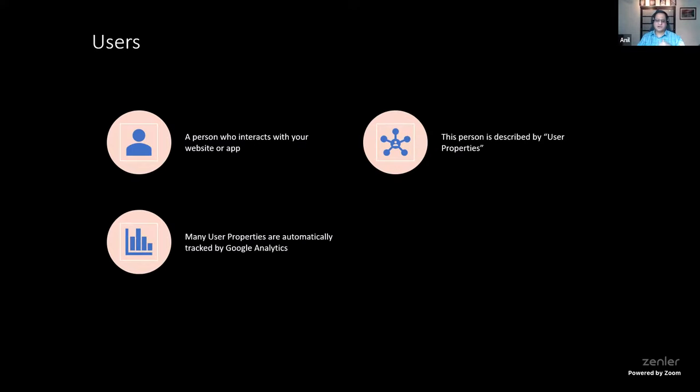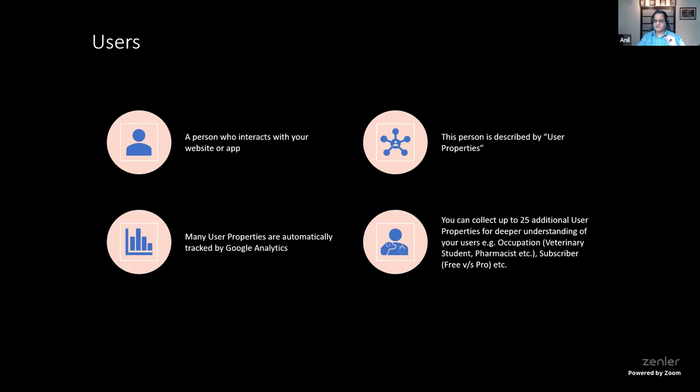Many user properties are automatically collected and tracked by Google Analytics. And in addition to those, you can collect 25 additional user properties. For example, you can know, hey, this is a student versus a professional, whether it's a subscriber, free, paid, etc. So you can get a lot of information about the user by properly defining what properties we want to track that's relevant to our business.